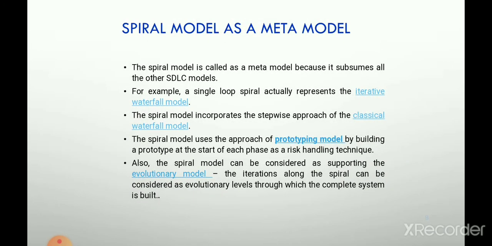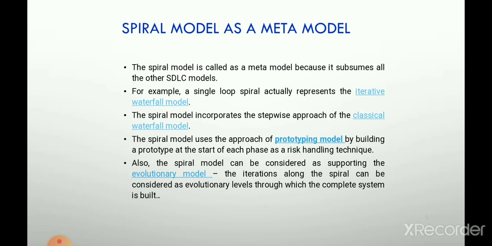Spiral model as a meta model. Means the spiral model is known as a meta model. The spiral model is called a meta model because it subsumes all the other SDLC models. For example, a single loop spiral actually represents the iterative waterfall model.